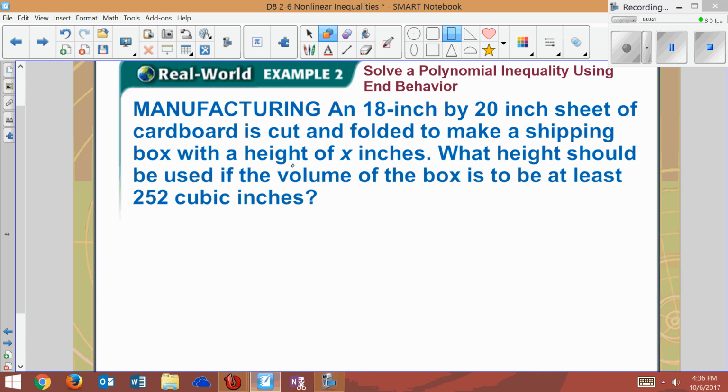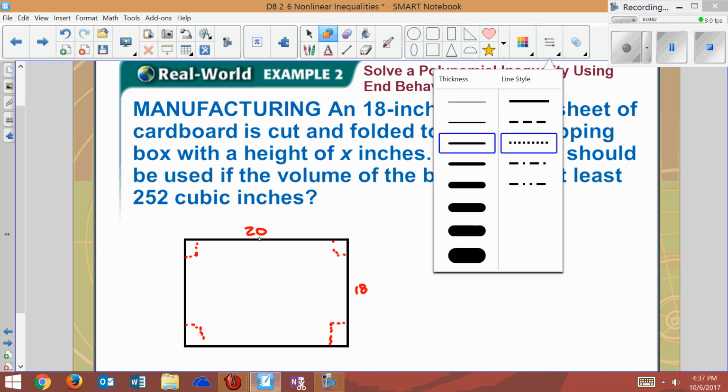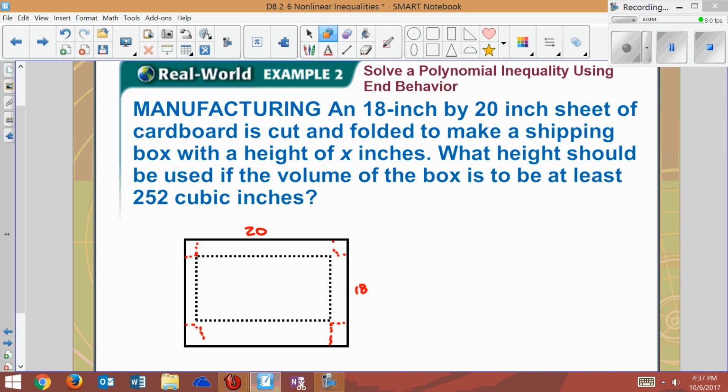It says it's a rectangular cardboard piece. So 18 by 20 would look something like this, where we have 18 and 20. Now it says it's cut and folded to make a box of a certain height in inches. So we're going to cut from the corners here, and we're going to get a new box after we've cut out the corners. After we fold, we'll make a new box using those lines. So we'd have a box that comes in here, and it would look like this, give or take.